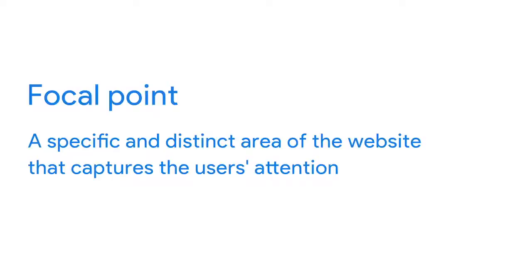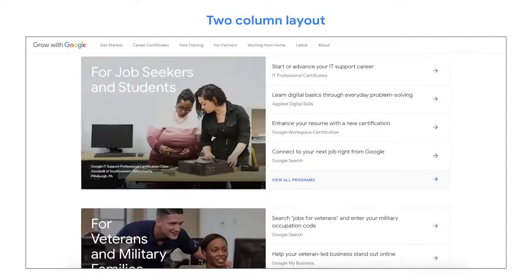You've probably encountered this layout on many desktop websites. If the multi-column layout has 2 columns, there's usually a clear focal point. A focal point is a specific and distinct area of the website that captures users' attention. In this example, the Grow with Google website uses images as focal points. Content that supports the focal point takes up anywhere between 25 to 45% of the page. Here, the supporting content is the text to the right of each image.